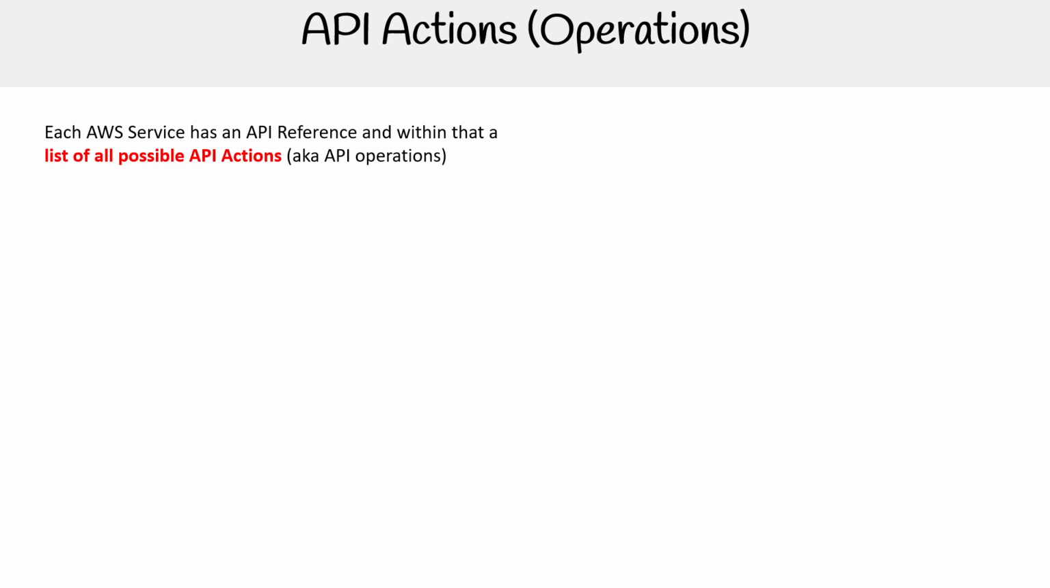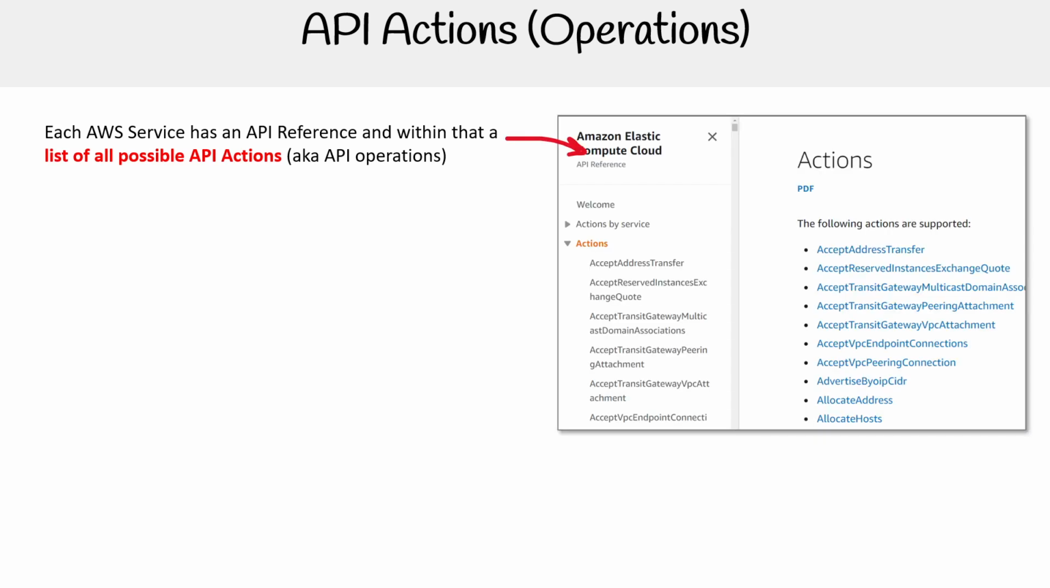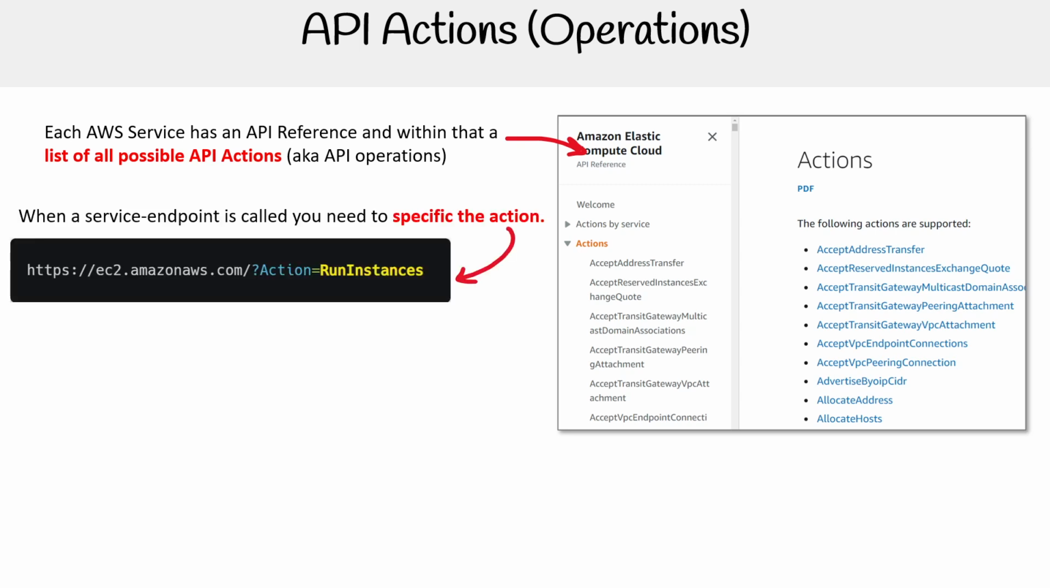So the idea is that we have service endpoints, but in order to perform an action, we need to specify that when we make an API request. And so every single AWS service has a list of possible API actions that we can perform. I want to point out that sometimes they're called operations. So if you hear API operations or operations, think actions, or if you hear actions, think operations. Okay? So when you specify a service endpoint, you always have to specify an action.